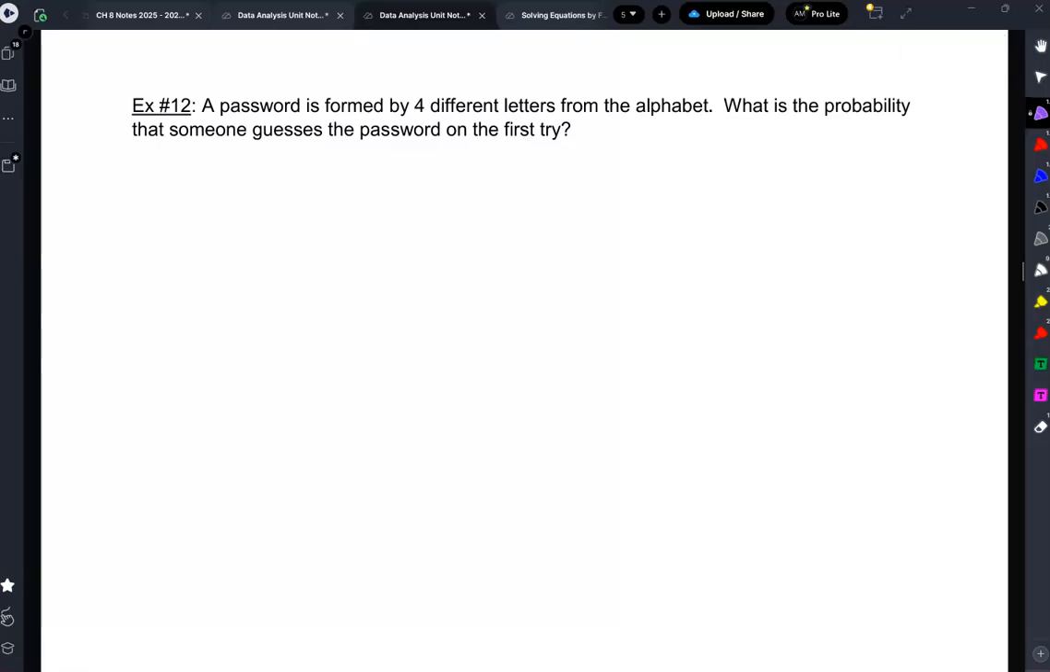A password is formed by 4 different letters from the alphabet. What is the probability that someone guesses the password on the first try? Is this a permutation? Permutation, right? Because it matters. So it's a permutation. From the 26, we're going to choose 4. So this is the sample space.